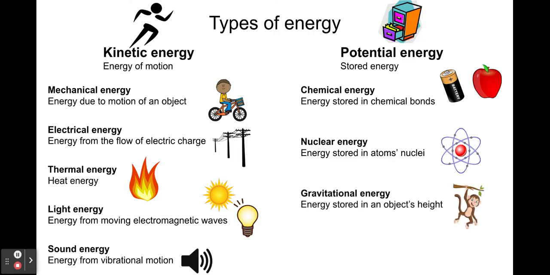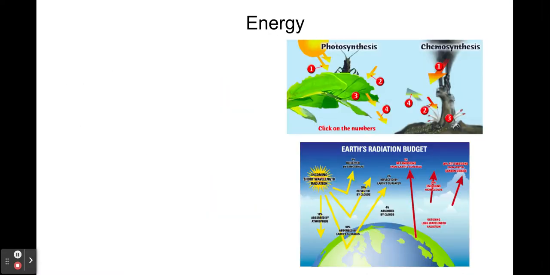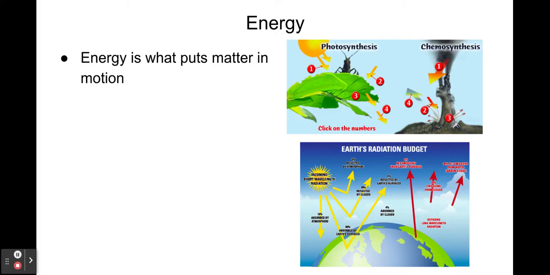Gravitational energy is energy stored in an object's height above the ground. And elastic energy is energy stored in elastic objects. Some things to know about energy on Earth. Energy is what puts matter into motion.